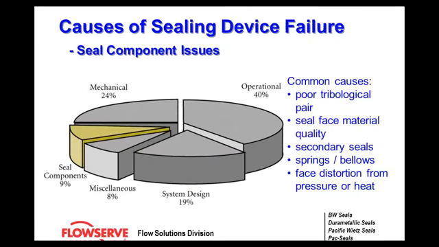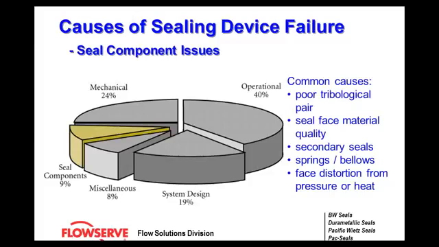And of course, seal components. Poor tribological pairing. Tribology is basically the study of friction. Poor pairing would be face combinations. Those can add to some seal failures. The seal face material quality, making sure you have the proper seal materials for the application that you're running. Secondary seals, which are the gaskets and O-rings, again, making sure that they're properly selected for heat and chemical attack.